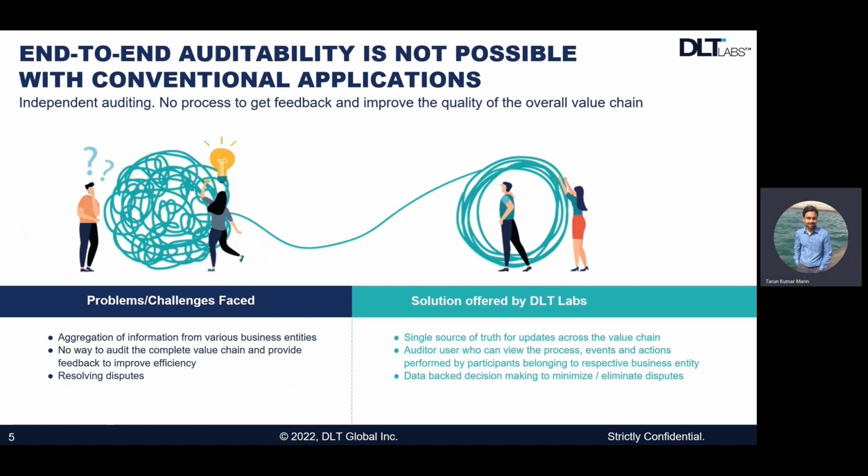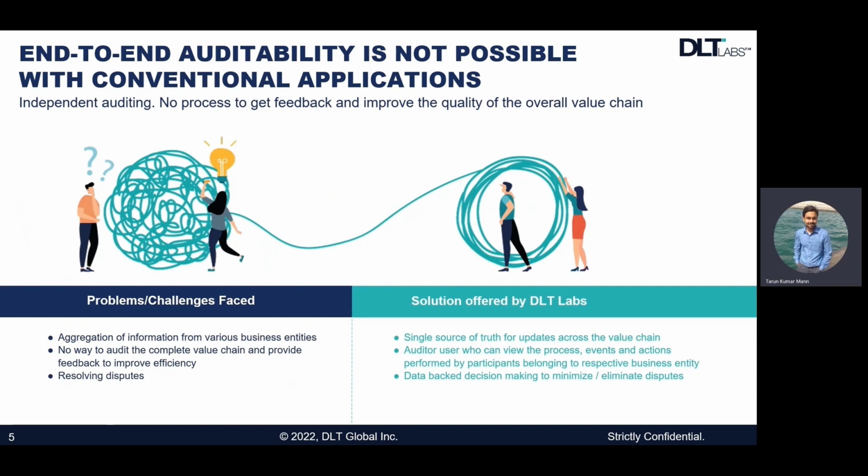For these various challenges, which eventually help the organization improve the efficiency of their overall value chain, the solution offered by DLT Labs is DL Asset Track. DL Asset Track provides a single source of truth as the updates are happening across the value chain. There are different business entities and participants of different business entities that we saw in the demo of the platform. And we can have a separate user, which is an auditor user, who can view the complete process.